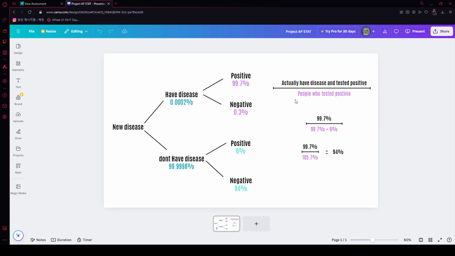To get this, we add the people who tested positive, whether they have or do not have the disease. So 99.7 plus 6%, which equals 105.7%, and then 99.7 over 105.7, and we put that into the calculator, which gives 94%. So our conclusion is 94% of the people who tested positive actually have the disease.